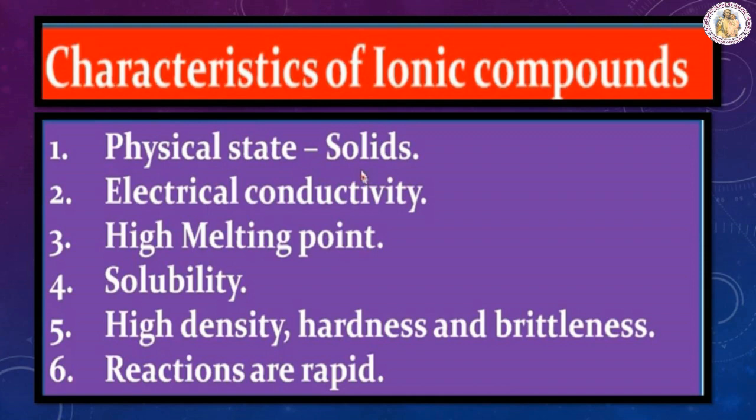Okay, so ionic compounds are soluble in polar solvents like water and insoluble in non-polar solvents like benzene and carbon tetrachloride. Density and brittleness: ionic compounds have high density and are highly brittle. Highly brittle means easily breakable. Reactions: ionic compounds undergo ionic reactions which are practically rapid and instantaneous. Rapid means very fast. These are the characteristics of ionic compounds.